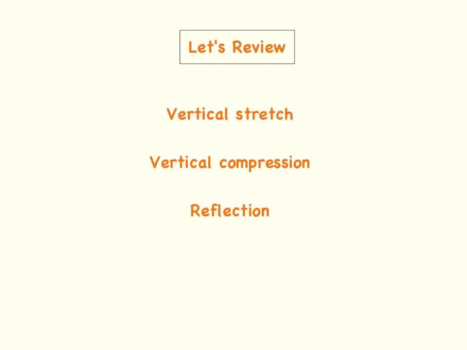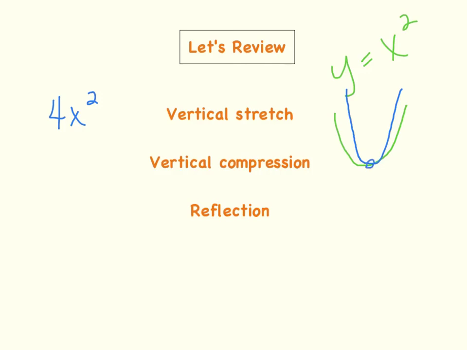Okay, now let's review. We talked about a vertical stretch, and that could be represented like 4 times x squared. Remember the 4, it's greater than 1, so it represents stretching vertically or making our graph narrower. And that would look something like this. If our parabola was like that, and that would be y equals x squared, okay? So now if we wanted to show that vertical stretch, it would look something like that. And it should have the same vertex. I know I'm not showing that very well, but it should.